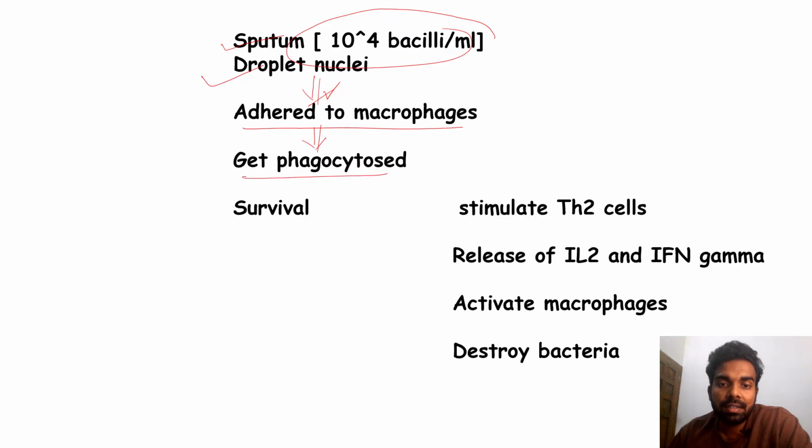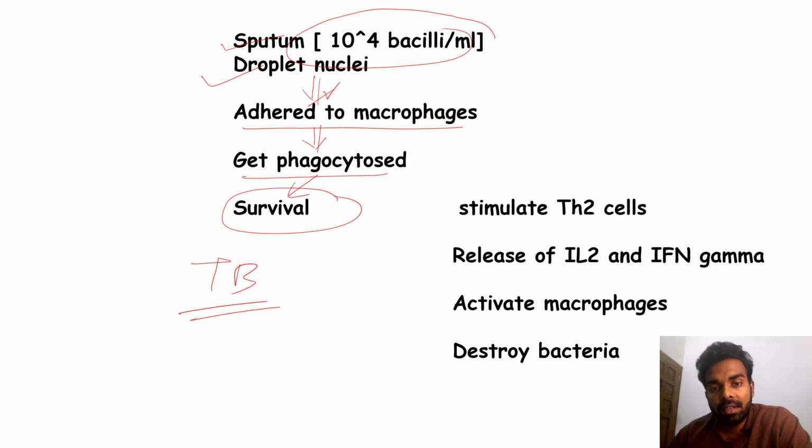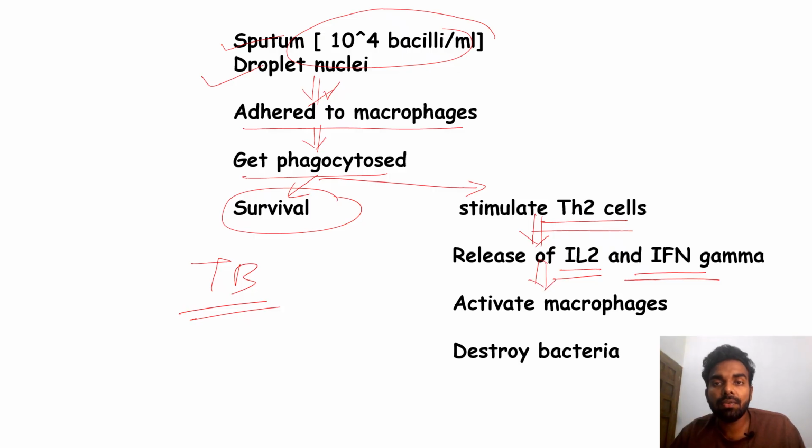But there are two situations there. One, if they survive, they can cause a full-blown TB. Two, if after getting phagocytosed, they stimulate the T helper 1 cells, there will be a sudden release of interleukin 2 and interferon gamma. And interferon gamma or interleukin 2 can activate macrophages to their fullest potential. And these activated macrophages destroy the bacteria and we do not get the disease.